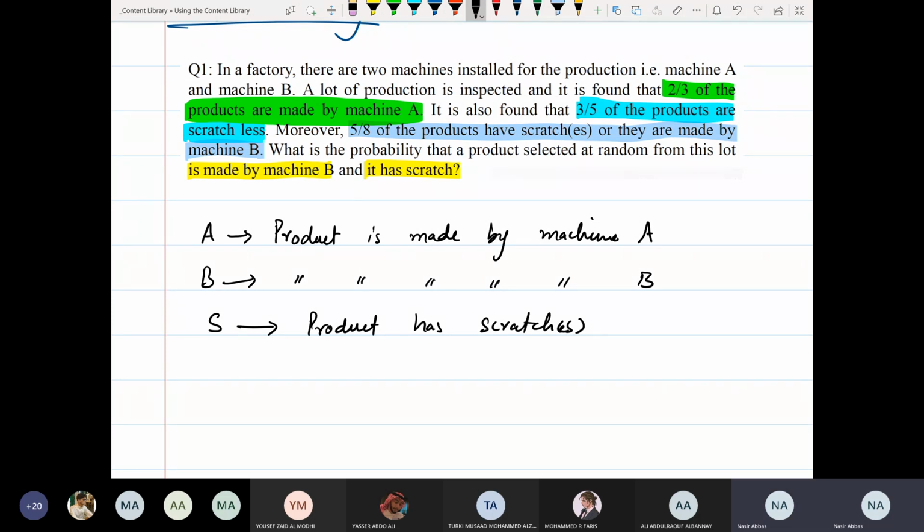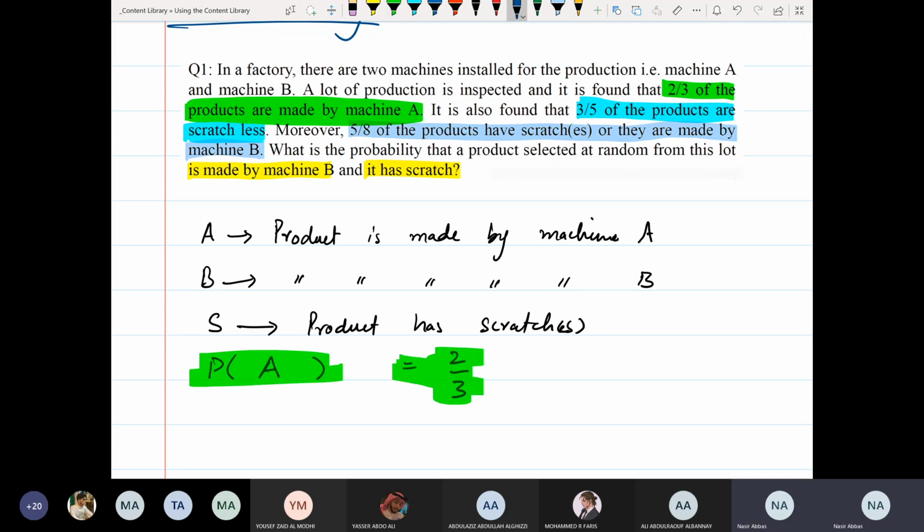With respect to these events, I want you to tell me what is this probability of 2/3. What is this 2/3? Raise your hand. Abdulaziz. The products are made by machine A. So what is this event? A. This is the probability of A. Let me highlight it back to the green color.